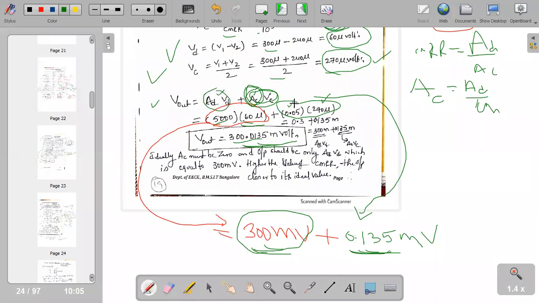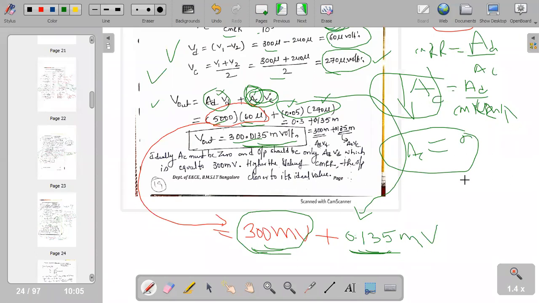You can still make this AC value nearly approach zero by increasing the CMRR value. When you increase the CMRR, you can make AC very low. So ideally, when CMRR is infinity, you can say AC value is ideally zero, but practically it is a very small value. So that is what about that.